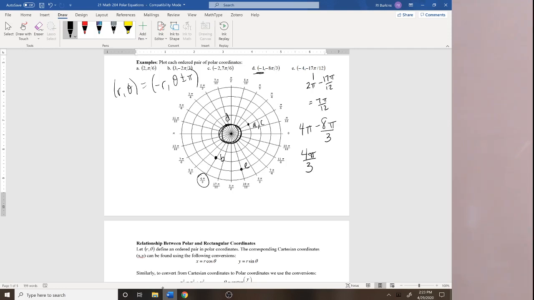Wait, did I do that right? Yeah, it should be 4 pi. Okay, and then negative radius. So it should be right here is where I should have had it. Right.